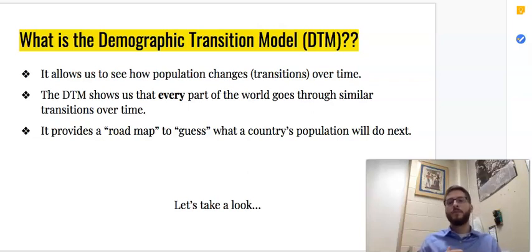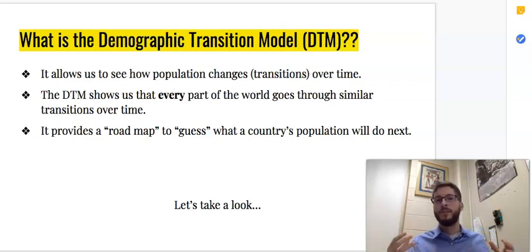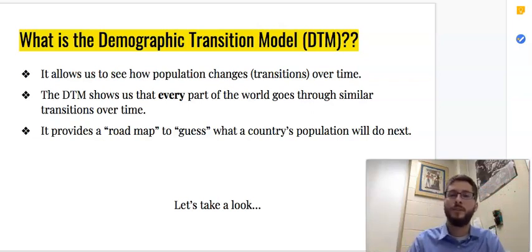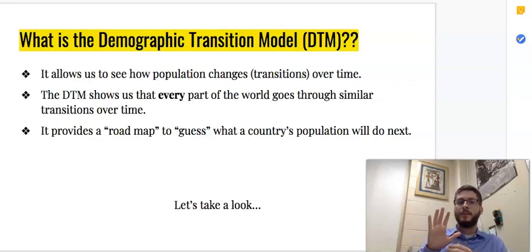Okay, and then it also provides sort of a roadmap, so to speak, so that we can predict or guess what a country's population is going to do in the future. So if we know where a country's population is right now, and we can kind of see its momentum, we can figure out where it's going to head, whether it's going to start getting faster, right, faster growth, or if the growth rate is going to go down, or if the growth of the country is actually going to go in reverse.